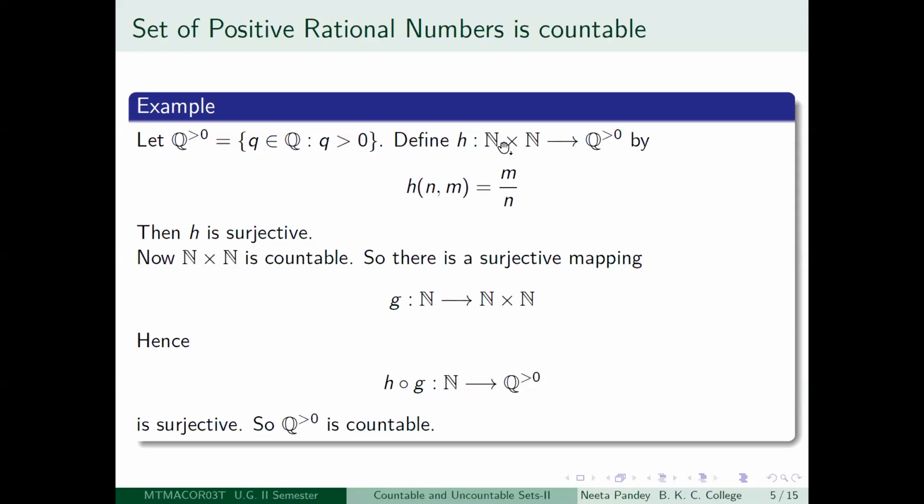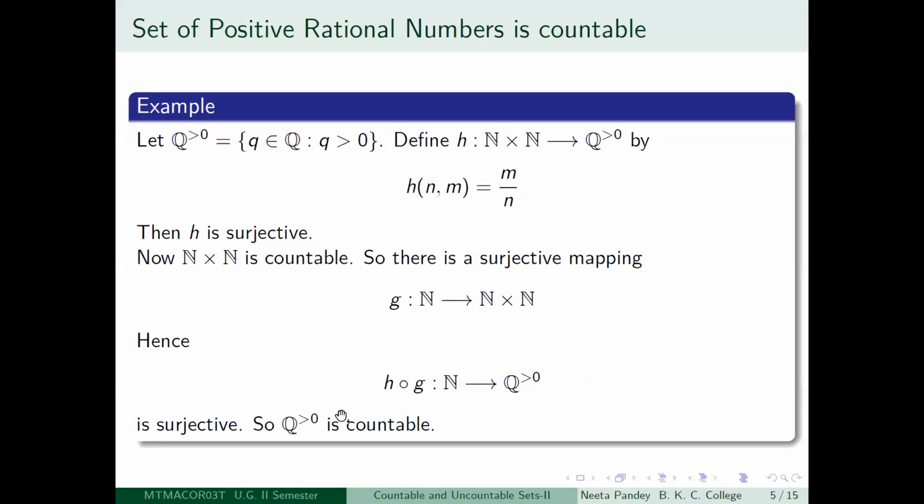So now you just look at the composition. You have g surjective from N to N cross N, and h you have actually specifically defined from N cross N to the set of positive rationals, which is surjective. So the composition from the set of positive integers to the set of positive rationals is also surjective. Composition of surjective mappings is a surjective mapping.